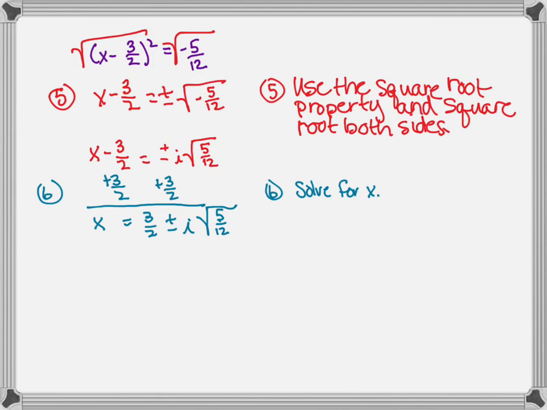which is a correct way to write my two answers, but often we don't like to leave fractions underneath the radical or have radicals in our denominators. So we're going to do something called rationalizing the denominator.